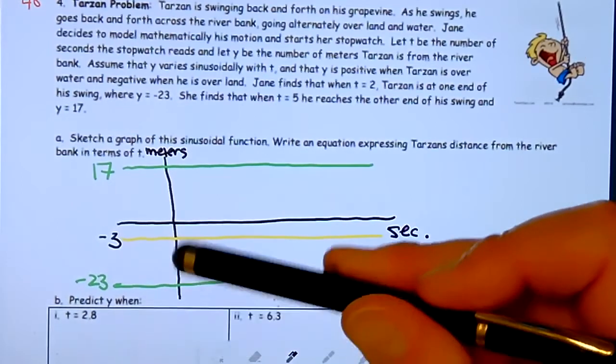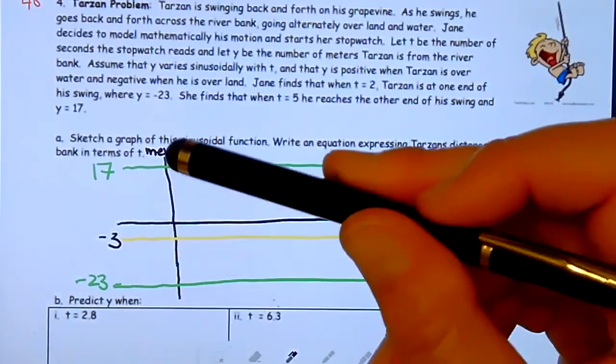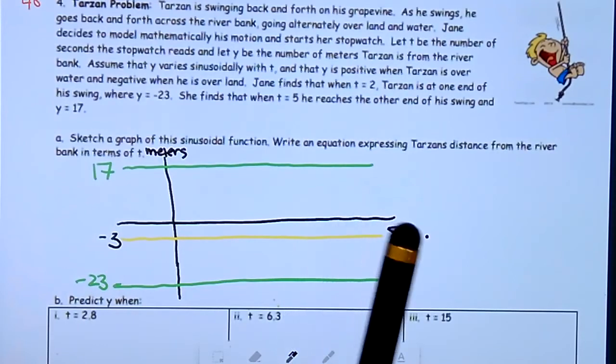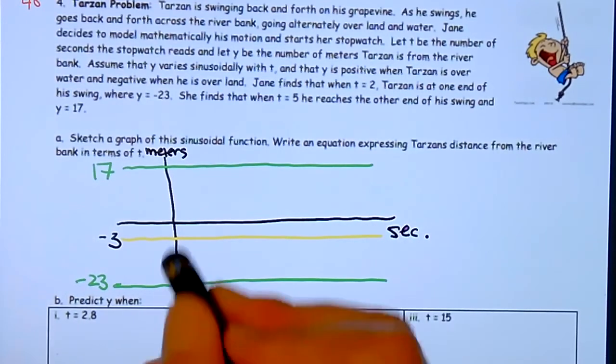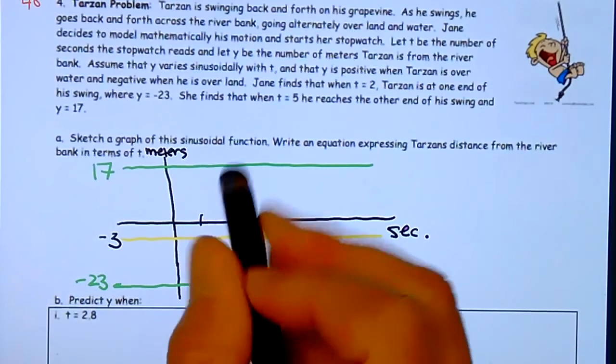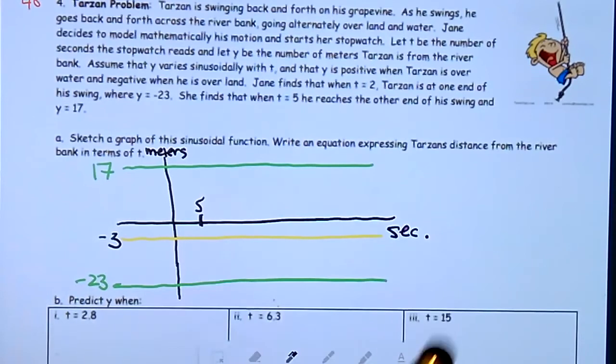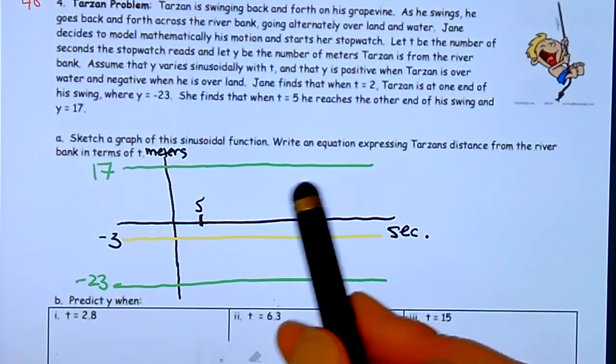So you see that that's going to be a difference of 20 and a difference of 20. And let's put in some of the values we know. When T is 5, he reaches the end of the swing, which is 17. So I'm going to put 5 here. I'm going to write it above just because I've got that there. And so he is at 17.